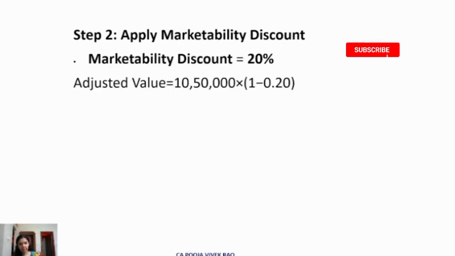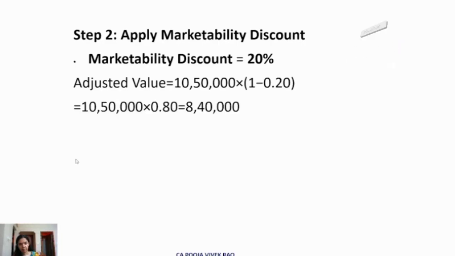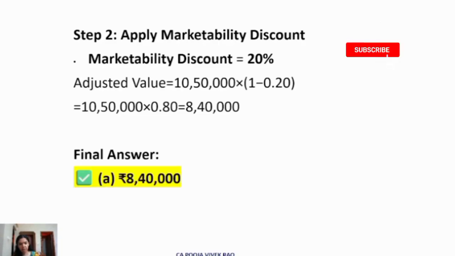So, step number 2 is applying the marketability discount. The marketability discount is 20%. Hence, the adjusted value of shares will be 10,50,000 into 0.8, that is 8,40,000. Hence, the total value of shares of X Limited will be rupees 8,40,000. So, the final answer is A, rupees 8,40,000.